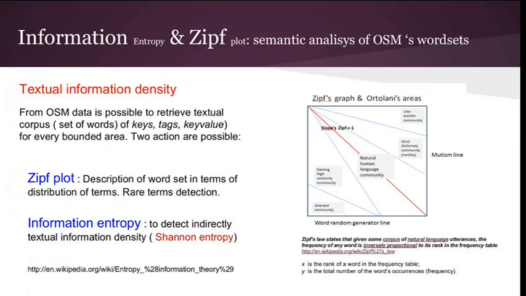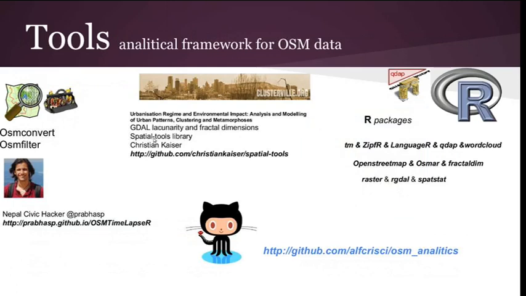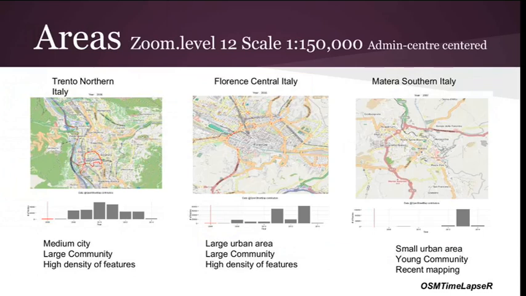I created a tool chain that I put on GitHub using the R language. I created a chain using some tools of the OSM communities and R libraries made expressly for this kind of analysis. And I shared this on GitHub. Okay, with the Commons Lab Trento, I selected three OSM areas in Italy, different for communities, different for feature density. And I have centered these areas on the administrative center.